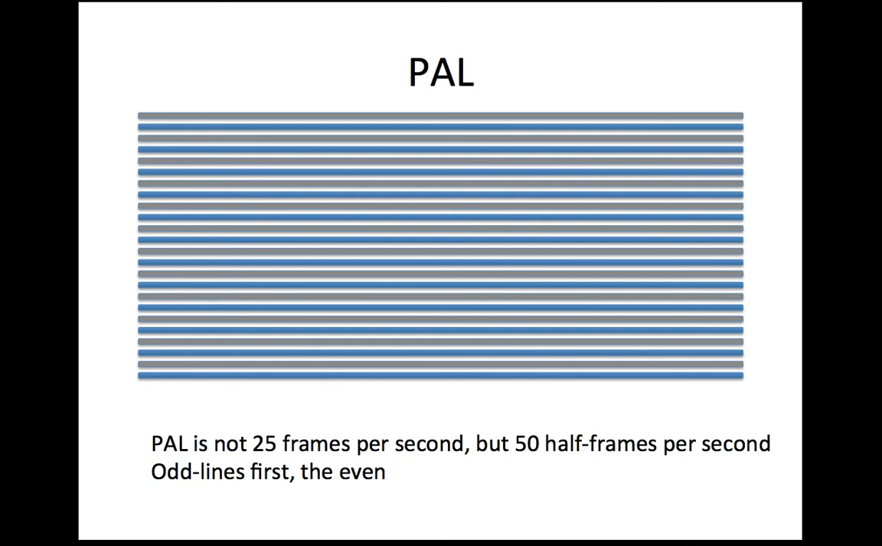So that's interlacing. So although I might have told you, for example, that PAL was 25 frames per second, actually it wasn't 25 frames per second, it was 50 half frames. We do one half of it, ding, ding, ding, and then the next 50th of a second, come back up and do the other half of the lines.